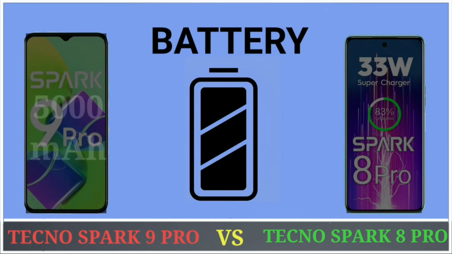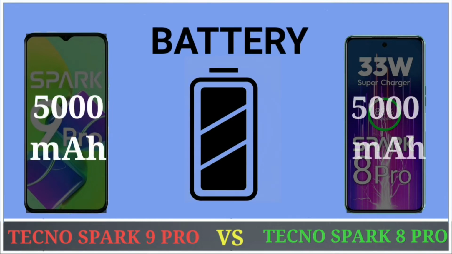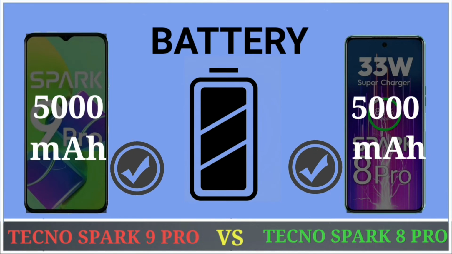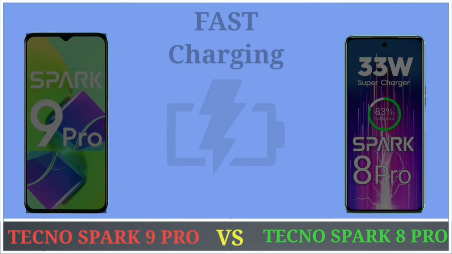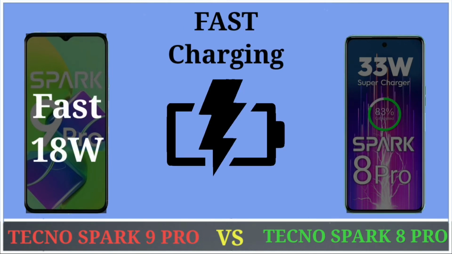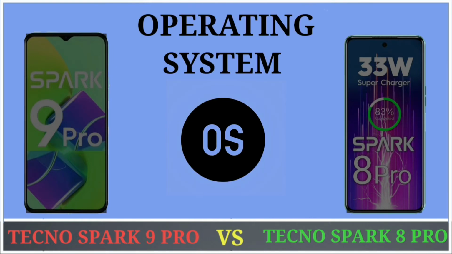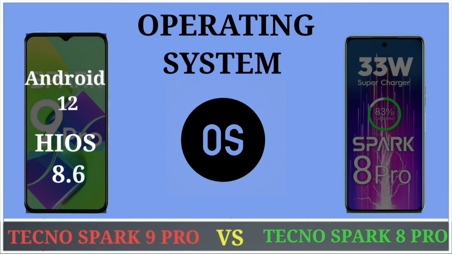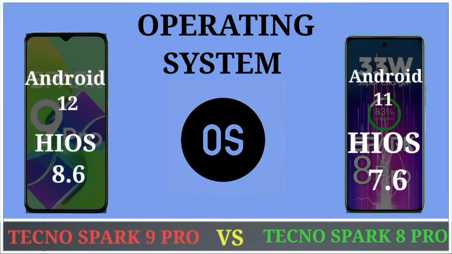Battery. The Spark 9 Pro has 5000 mAh battery and Tecno Spark 8 Pro also has 5000 mAh battery. Fast charging. Tecno Spark 9 Pro has only 18 watt fast charger and the Spark 8 Pro has 33 watt fast charger. Operating system. The Spark 9 Pro is Android 12 HiOS 8.6 and the Spark 8 Pro is Android 11 HiOS 7.6.